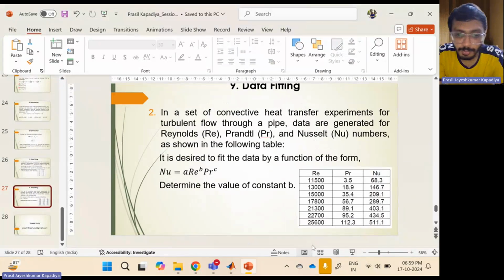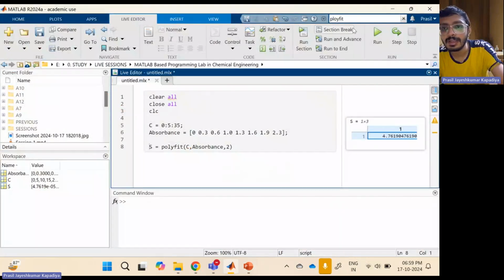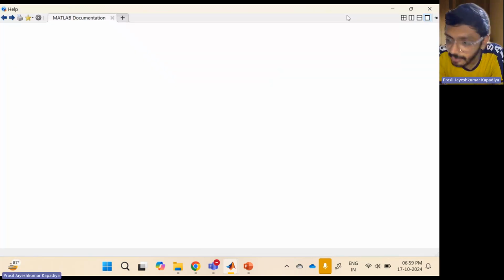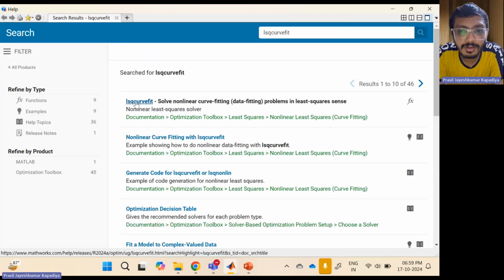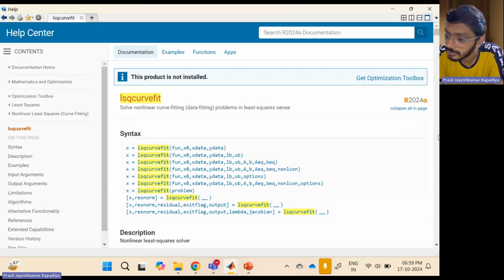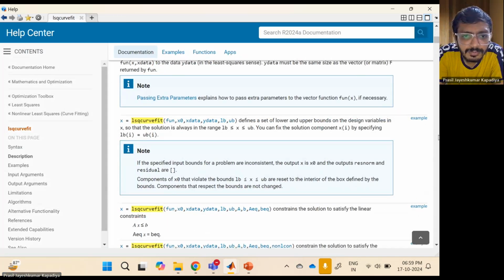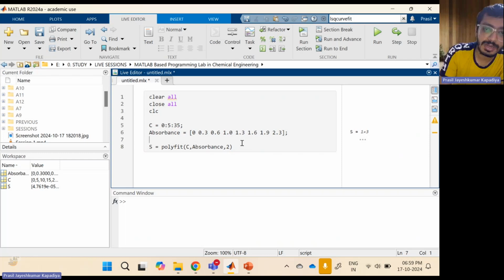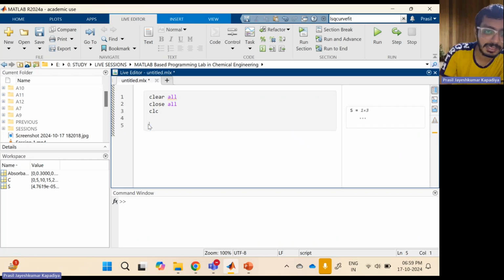So for this kind of problem, what do we use? We use lsqcurvefit. So using this kind of lsqcurvefit, we can do nonlinear fitting. Okay, so let's just take this example and let's try to solve this. So let's first enter all the data. That is a bit tedious task.